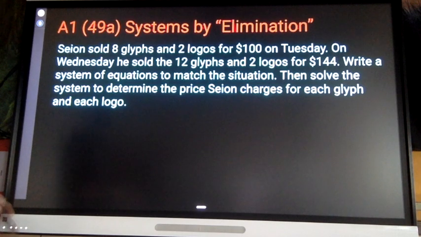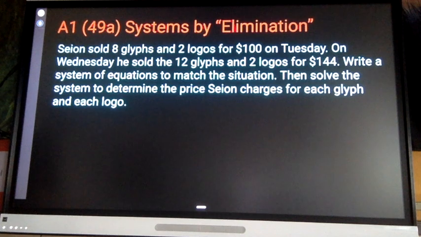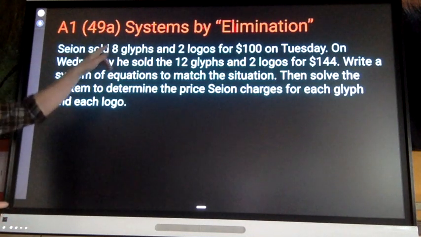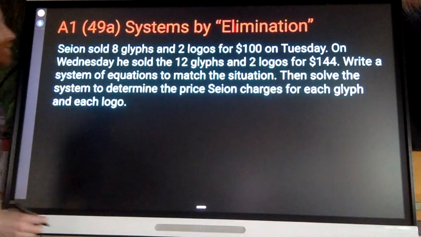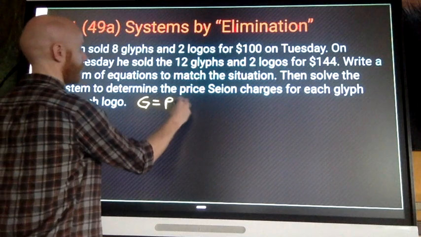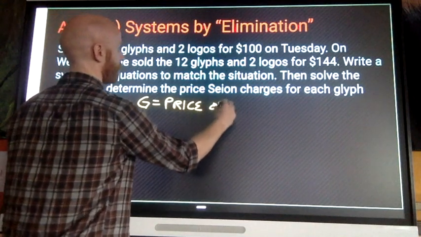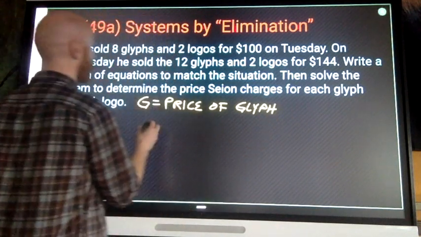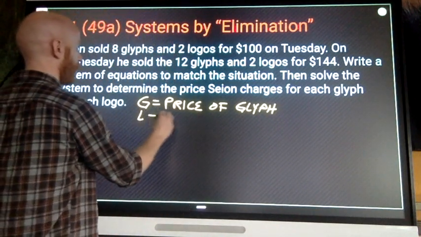Before I even start that, let's talk some reasoning. What costs more, glyphs or logos? Why? So let's go. We're looking for the price of a glyph, so we're going to call that G. And we're looking for the price of a logo. We're going to call that L.